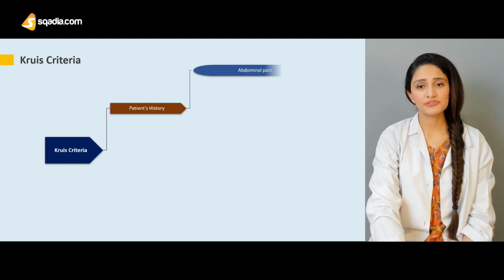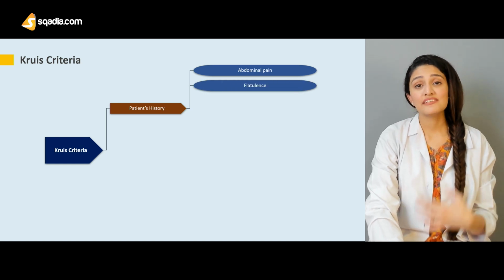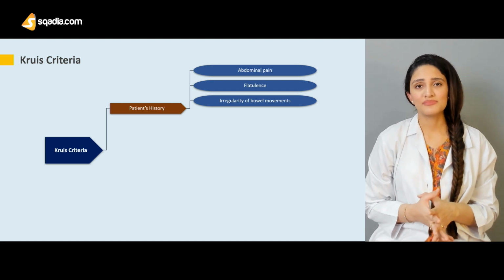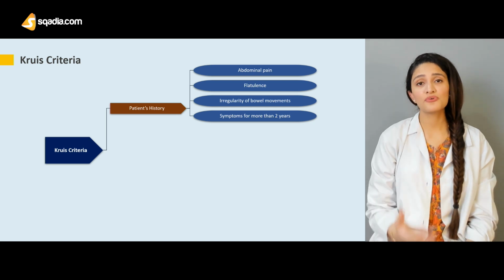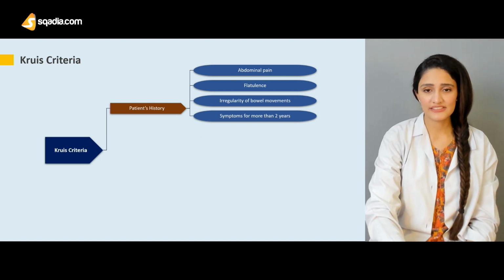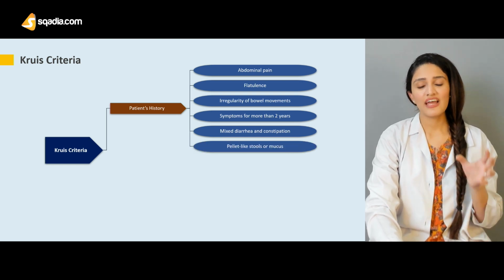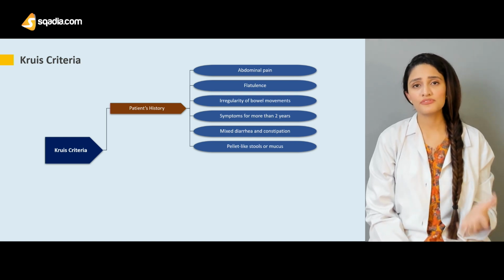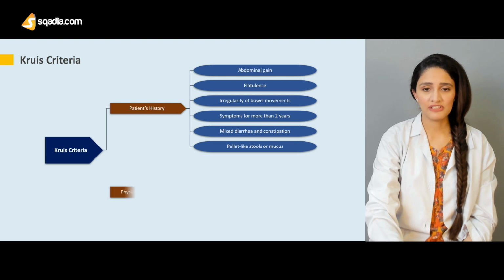The history points would be asking the patient if he has any abdominal pain, any flatulence, or irregularity of his bowel movements, that they aren't on time. Symptoms that are persistent for more than 2 years, so this is very, very necessary. Mixed diarrhea and constipation, and then having pellet-like stools or mucus. Like I've mentioned before, the stool forms. Having pellet-like stool could be a symptom of constipation-type irritable bowel syndrome.